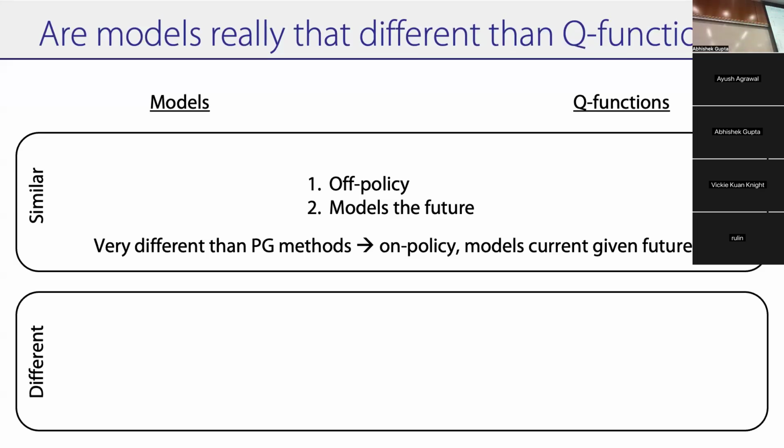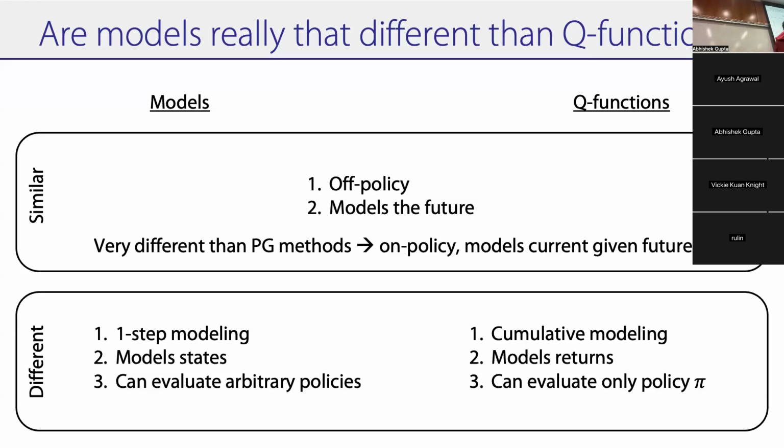And I think they're different though, in the fact that models do one step, Q functions do cumulative, you model state versus model return. You can evaluate arbitrary policies. You can stick any policy you want into a model, but a Q function is for a particular policy pi.